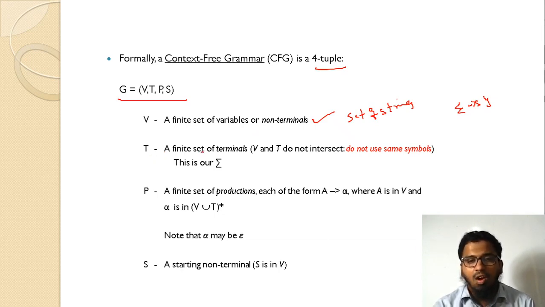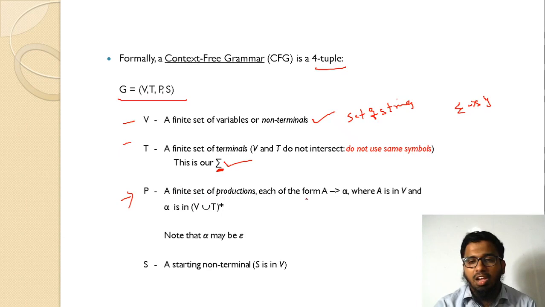Next, T: a finite set of terminals. V and T do not intersect, so we do not use the same symbol. This is our sigma, and we cannot use the sigma symbol for both. Because of that, we are using V and T. And what is this P? P is like a delta, a finite set of productions.